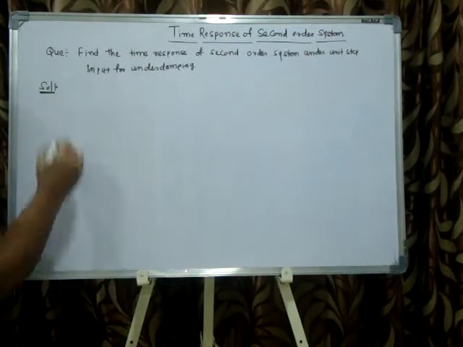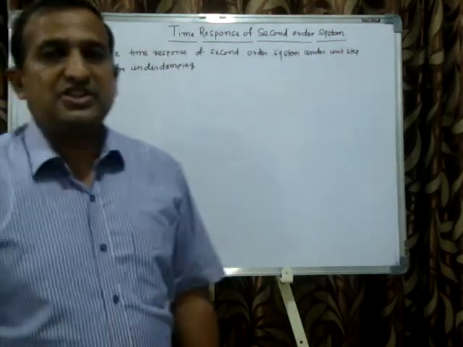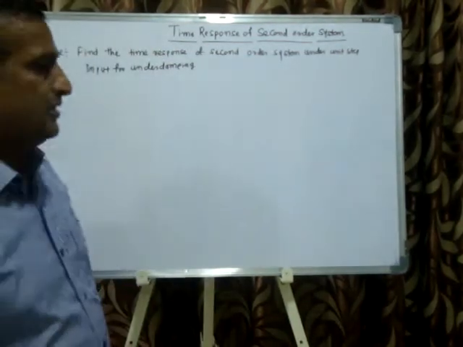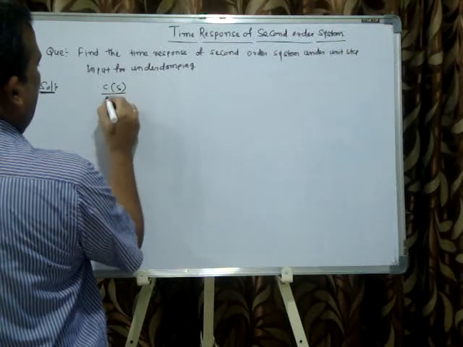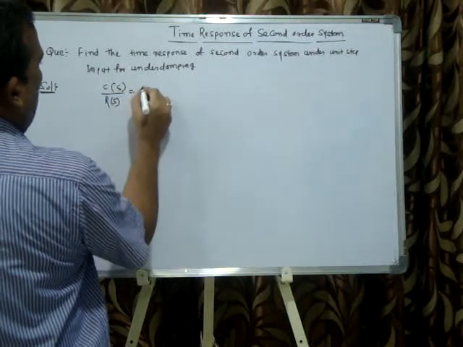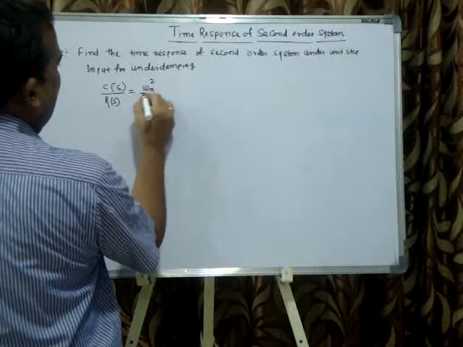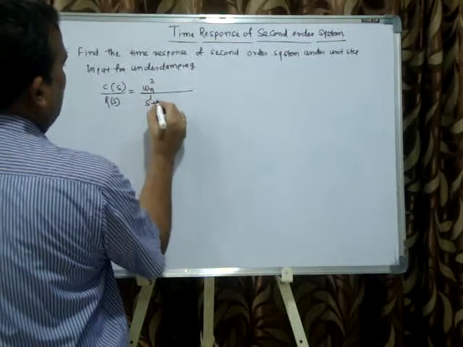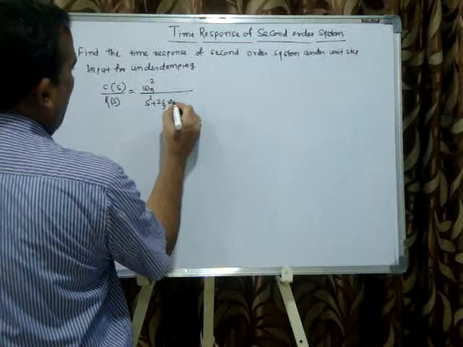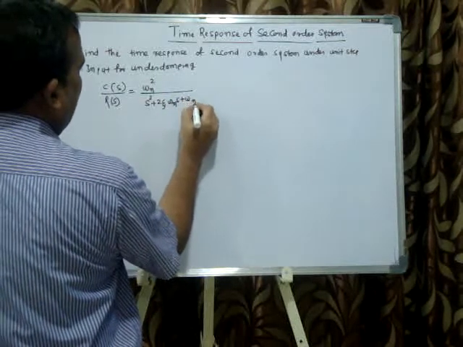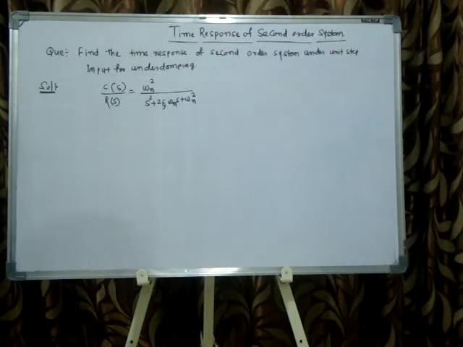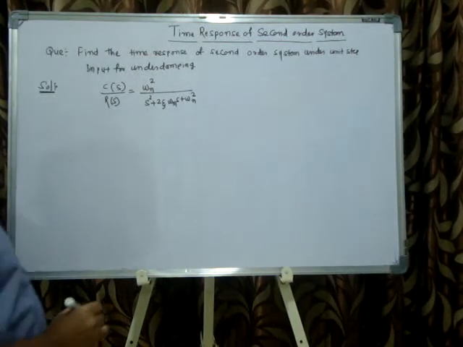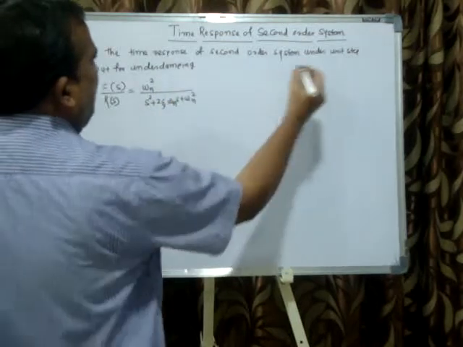In the second order, we know the transfer function of second order system, that is what? Standard form of second order system, C of s divided by R of s equal to omega n square divided by s square plus 2 zeta omega n s plus omega n square. Second order, standard form of second order closed loop transfer function. And in the question, you read the question, unit step input.